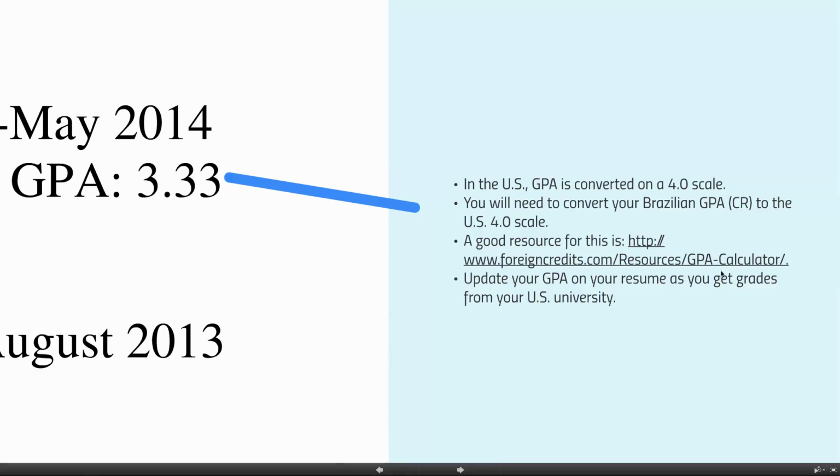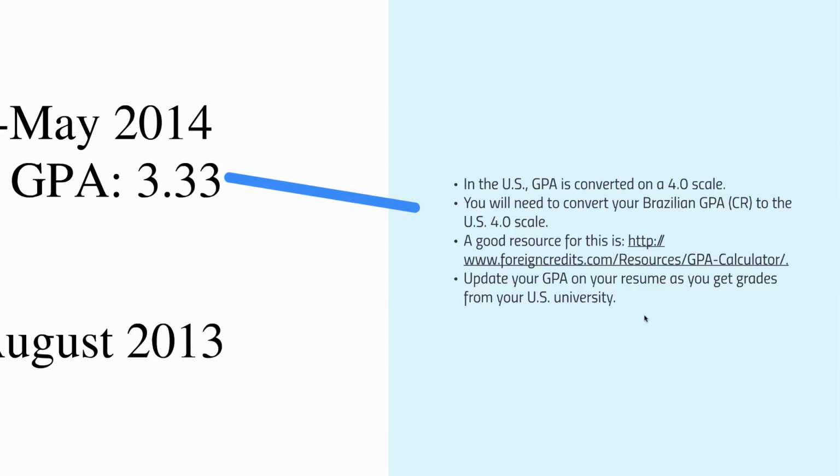You can copy this link exactly, or you can type in foreign GPA calculator, and this will be the first link that shows up. You are going to want to calculate your GPA for all of the grades that you've gotten so far at your current Brazilian institution. Depending on where you are in your bachelor's degree, some people might have more grades to calculate than others, but you can calculate them all together as you can see in this link.